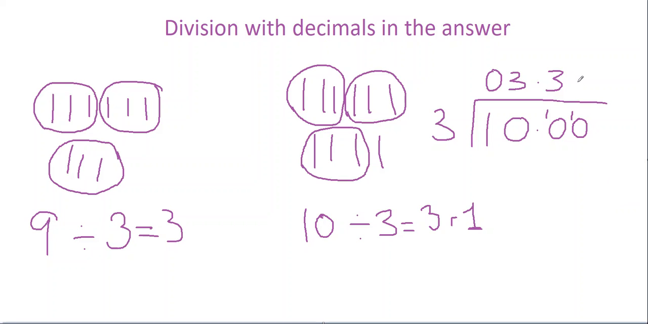And now you've got 10. So you go 3, put down another 0, remainder 1. And again, this one's going to repeat forever. It's going to be 3.33333333 forever. And you can see that repeating pattern starting.